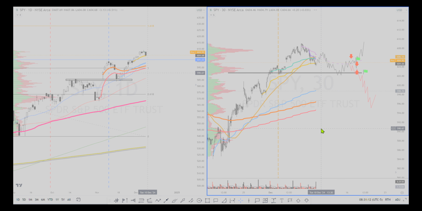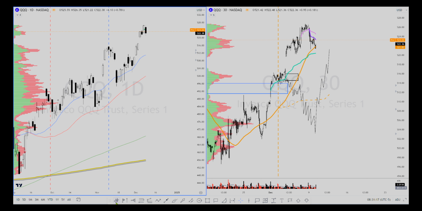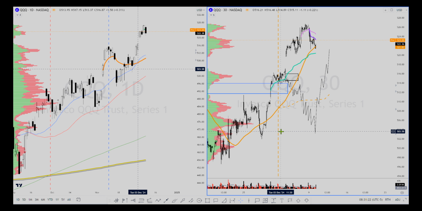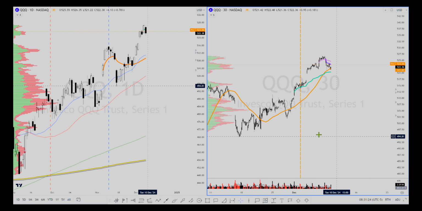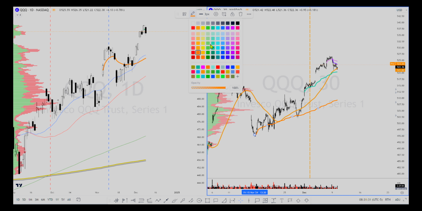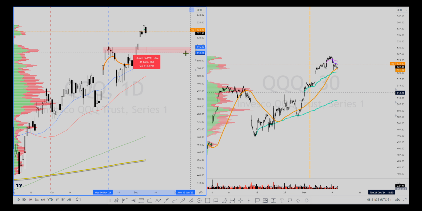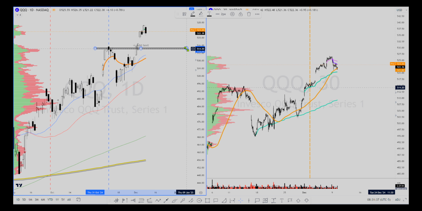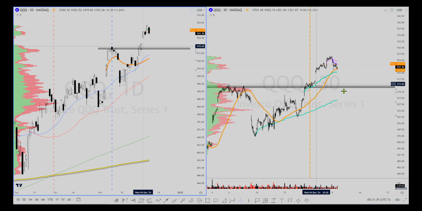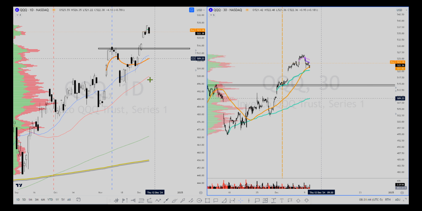So let's get into the QQQ. Remove these drawings and just redo everything. This was our anchored from the election. So on the Qs, we could see here that we made a new all-time high, broke this band of resistance. So perhaps this level is going to want to now start to get tested and potentially act as support.